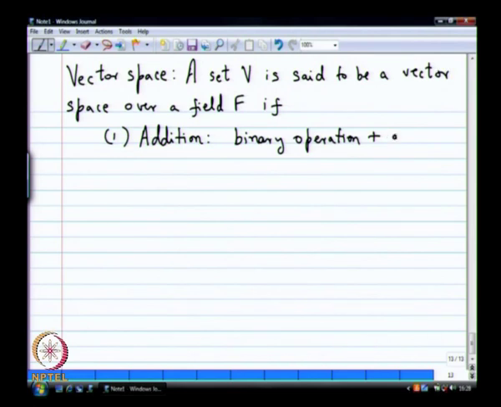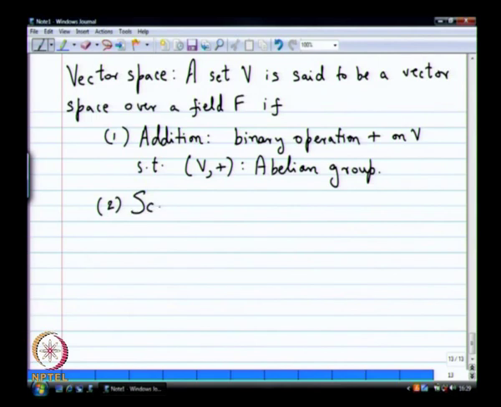Plus on V such that V comma plus is an abelian group. So you need to be an abelian group. I could have started out by saying V is an abelian group, for instance, but I just wanted to put it down as another separate condition. So you need to be able to add two vectors. Any two elements you have in your vector space, you should be able to add them. So that's the first condition that makes it addition.